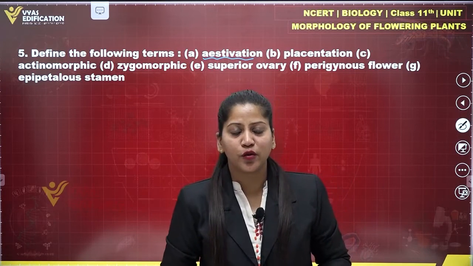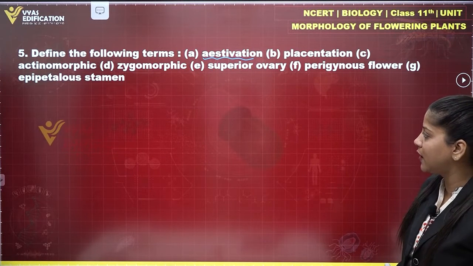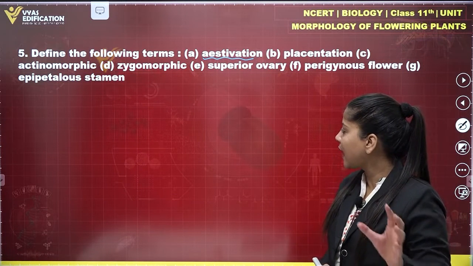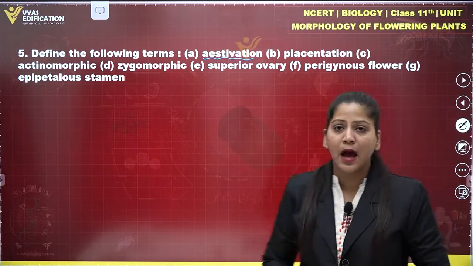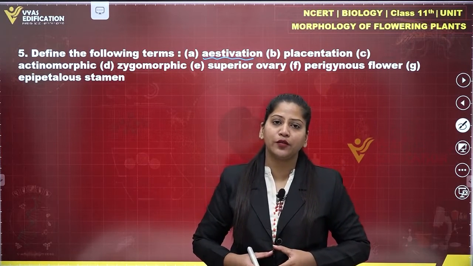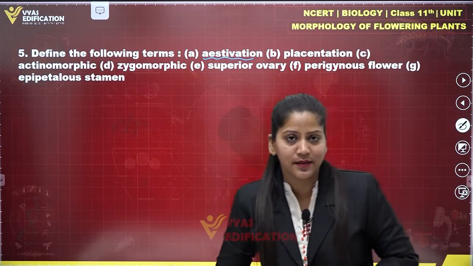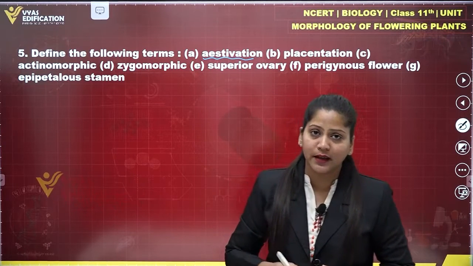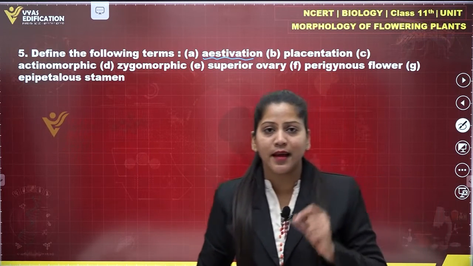Now we have the next question on the screen, question number 5, which asks us to define these terms: estivation, placentation, actinomorphic, zygomorphic, superior ovary, perigynous flower and epipetalous stamen. So we have to define each and every term given on the screen, starting from estivation and ending on epipetalous stamen. Let's talk about the very first term, estivation.